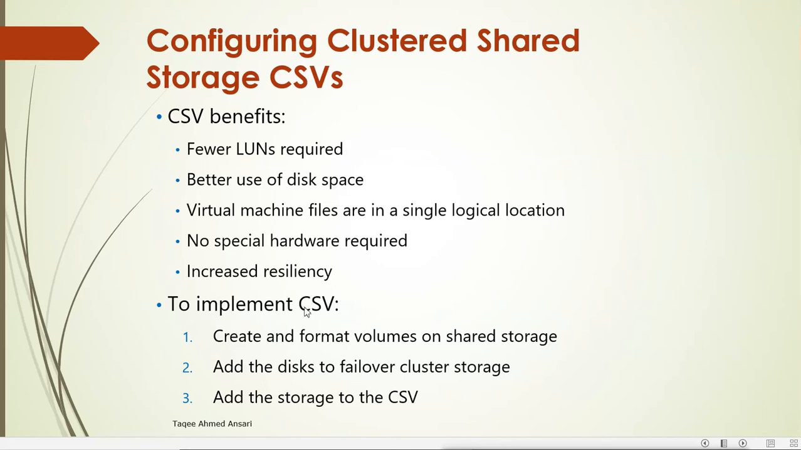To implement this cluster shared storage, we can create and format the volume on the shared storage. Whatever shared storage we are using, for example, an iSCSI disk, first create and format that volume, and then add the disk to the failover cluster storage. After adding it into the failover cluster storage, we can add the storage to CSV. There is an option to convert that storage into CSV.